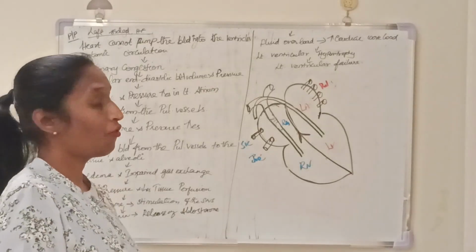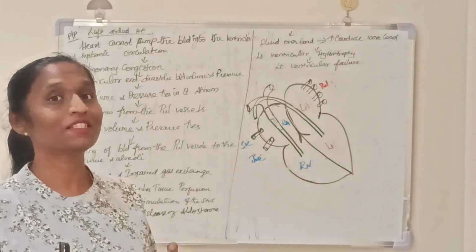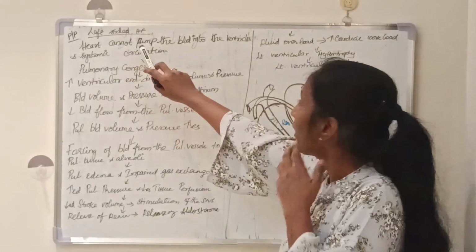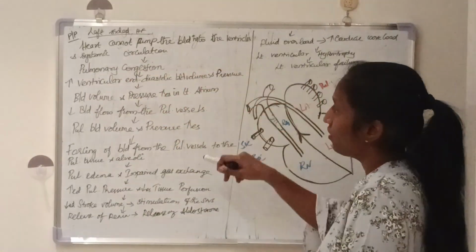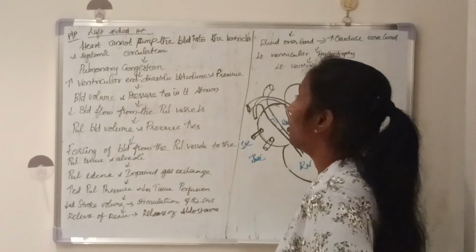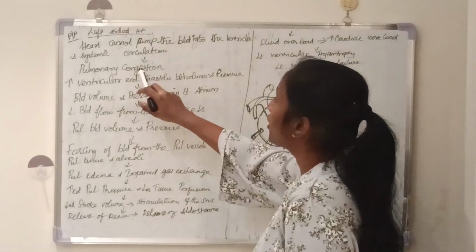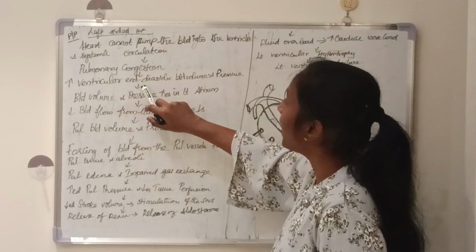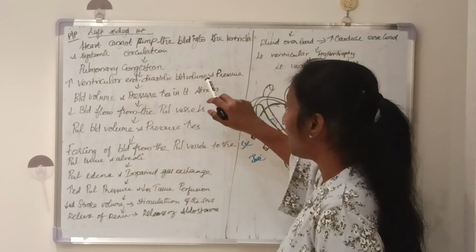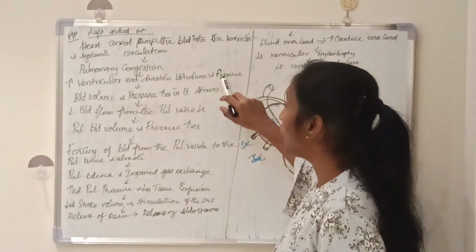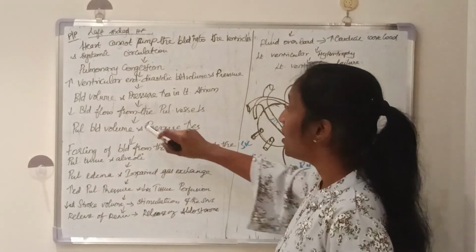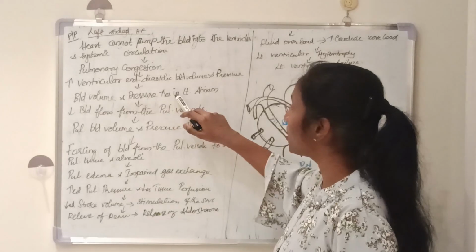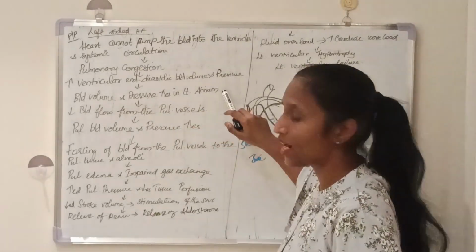Okay students, now we move on to the pathophysiology of left-sided heart failure. Here the heart cannot pump the blood from the ventricles into the systemic circulation. So it leads to pulmonary congestion, increased ventricular end diastolic blood volume and ventricular end diastolic blood pressure, and that may lead to increased blood volume and pressure in the left atrium of the heart.